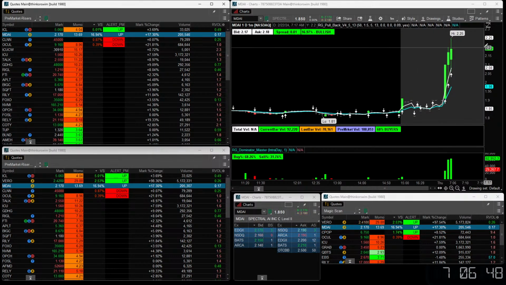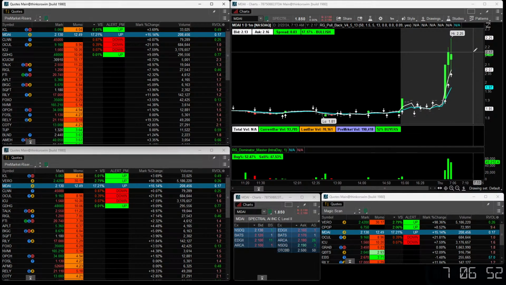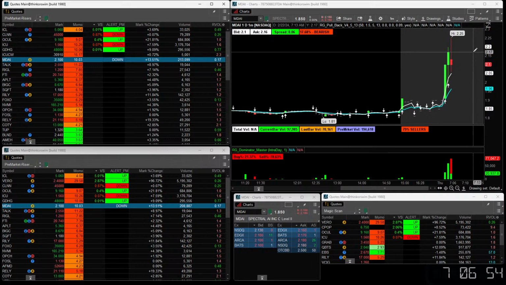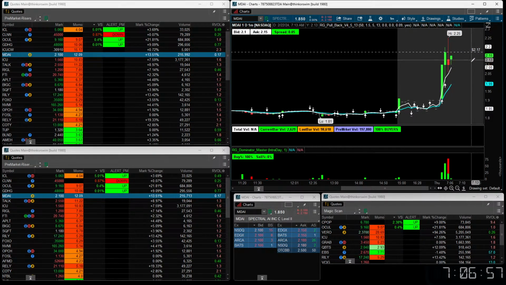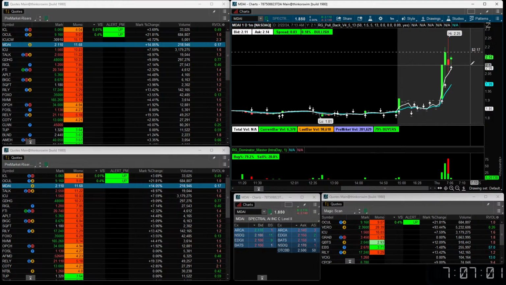MDAI making a move. Nice volume in this stock. Let's see if we can get a pullback play on it. Wow, kind of gap down there. So be careful. Quite risky on this one.